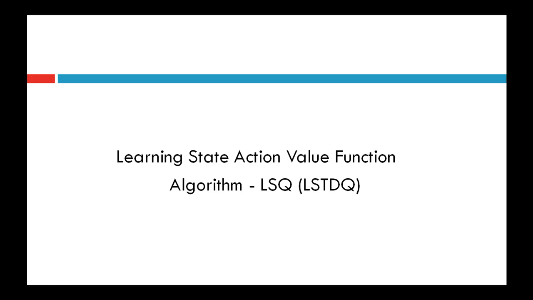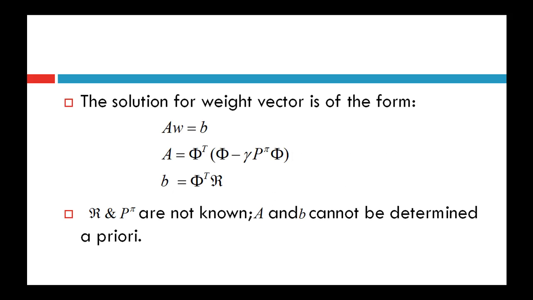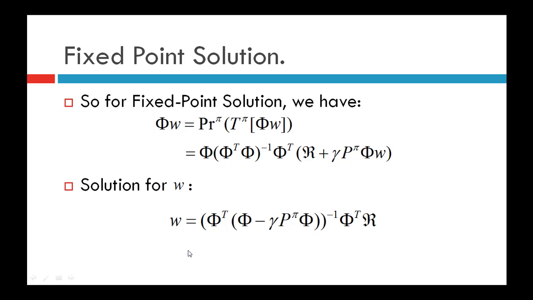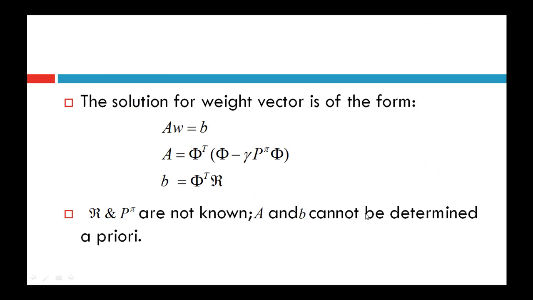So here comes the learning algorithm of the LSPI algorithm, which is named LSQ or LSTDQ because it is quite similar to the LSTD algorithm. The solution for the weight vector W is of the form A times W is equal to B. There is a theoretical solution for the weight vector W, as we have seen. Weight vector W is given by (phi transpose (phi minus gamma times P pi phi)) whole inverse times phi transpose R.